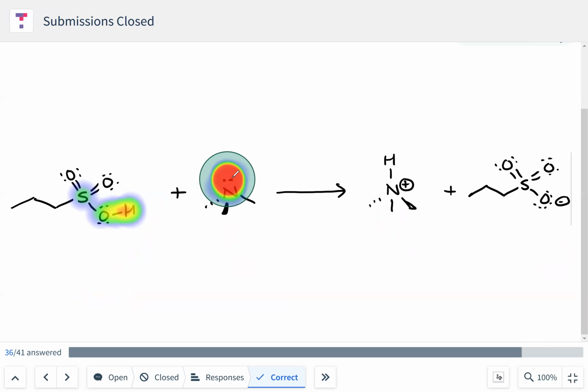Right, so this nitrogen lone pair is going to attack that proton. The other place would have been the bond in between the hydrogen and the oxygen. Okay, so let's move on to the next question.